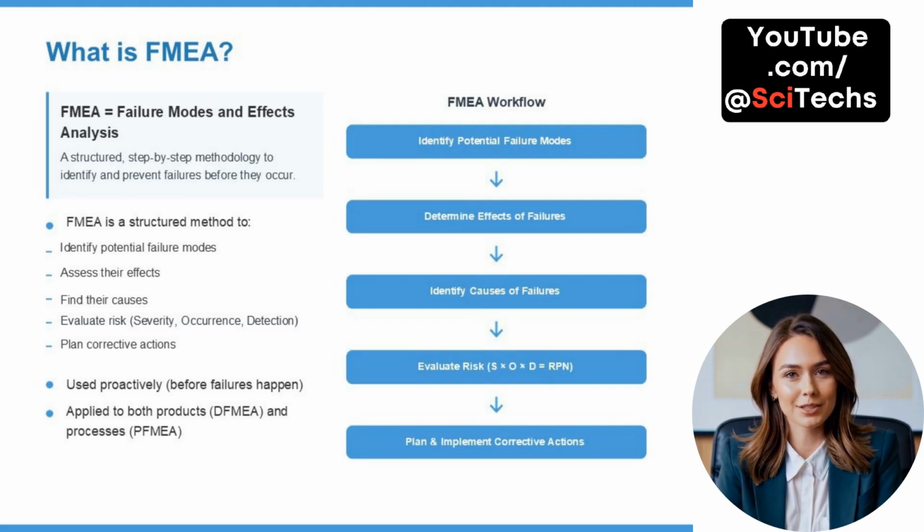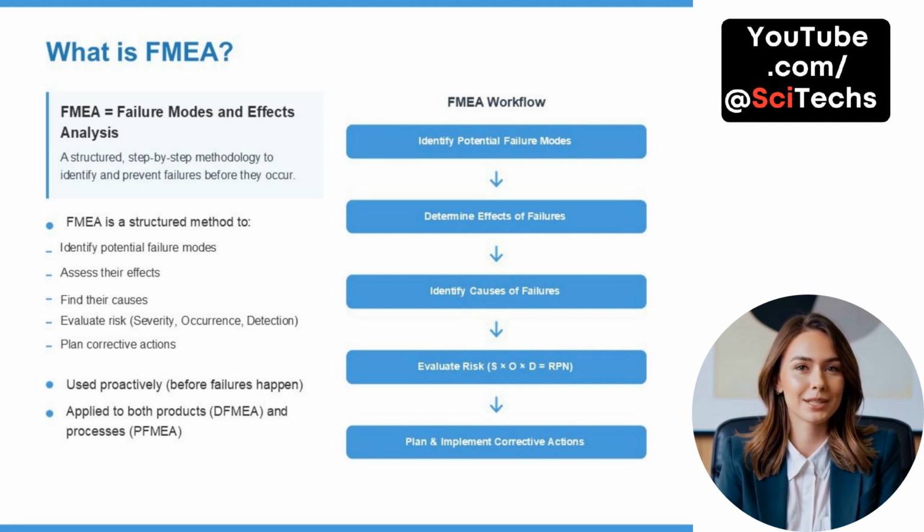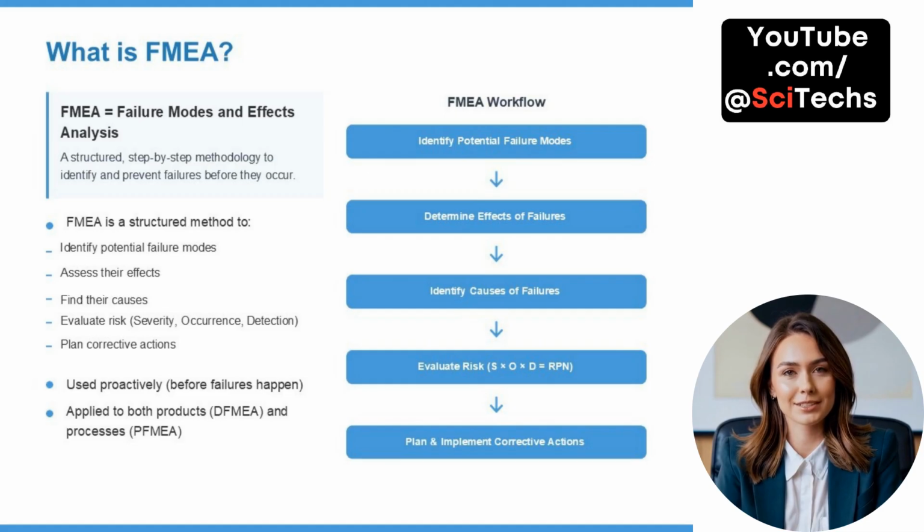FMEA is not a reactive tool. It's applied proactively during design or before process launch. Design FMEA, or DFMEA, focuses on components and systems, while Process FMEA, or PFMEA, targets manufacturing steps or operations. By embedding FMEA early, companies reduce defects, improve quality, and ensure reliability. It's a cornerstone of quality engineering in high-stakes industries.